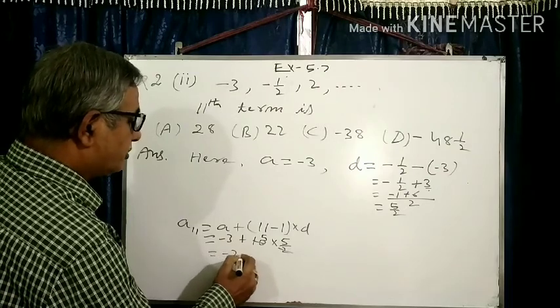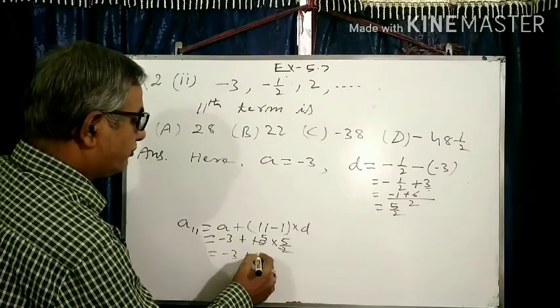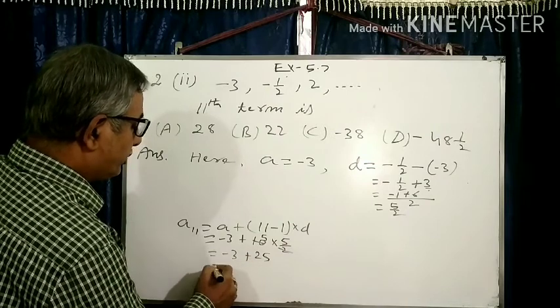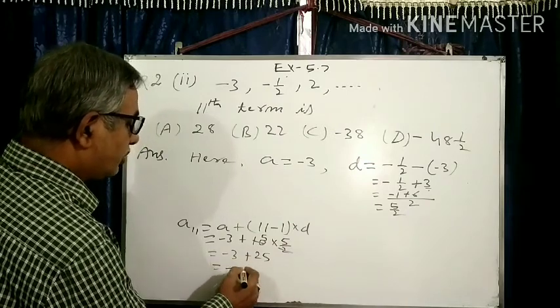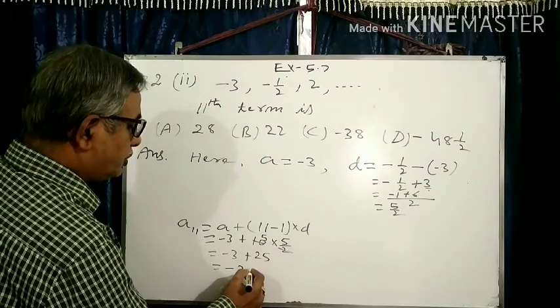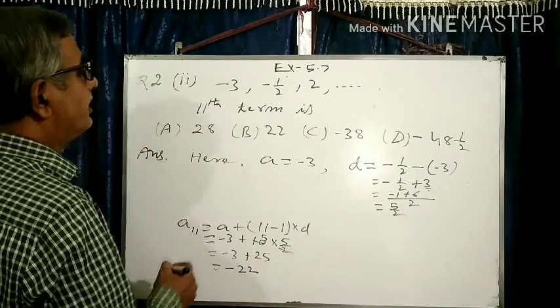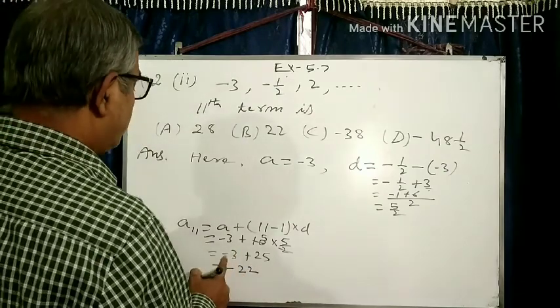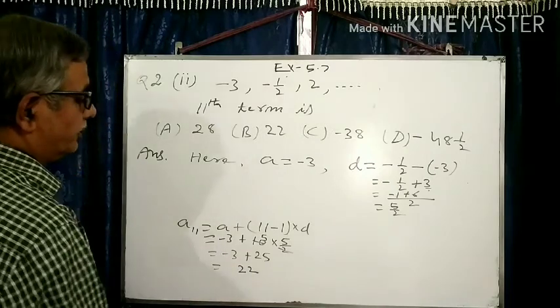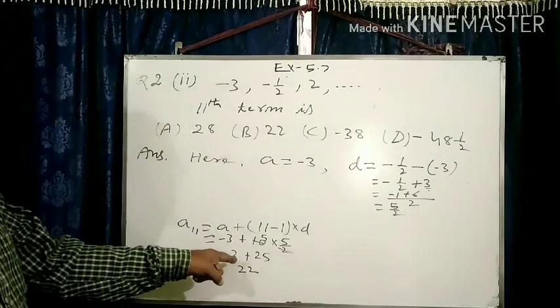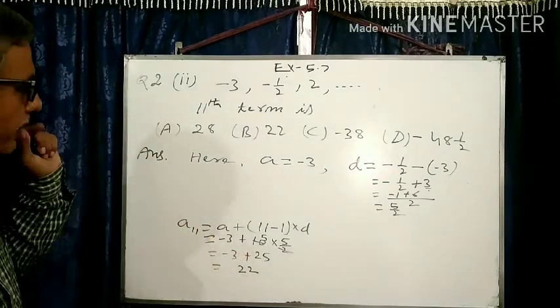You are getting minus 3 plus 5 5s are 25. So you are getting 22. Why not minus 22? Plus should be there because minus is there, and plus is more. So which one is the correct option?